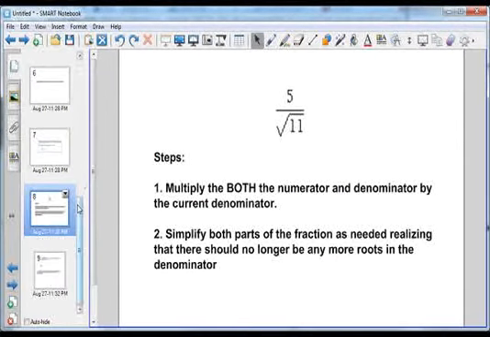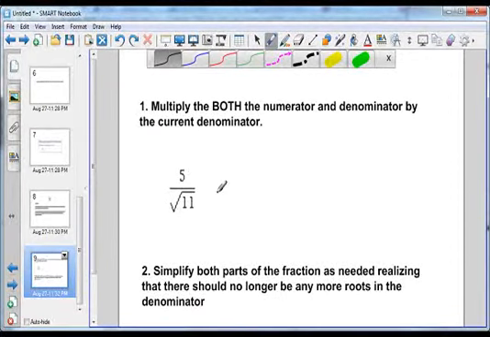The steps to solve this problem: multiply both the numerator and denominator by the current denominator. In this case, that is the square root of 11. We'll then simplify both parts of the fraction as needed, realizing that the whole point of this process is that there should no longer be any square roots in the denominator.